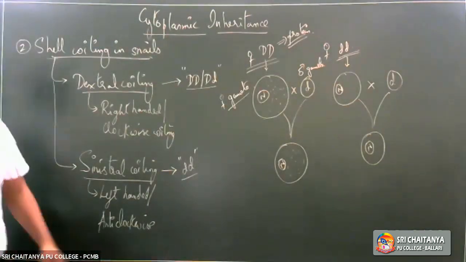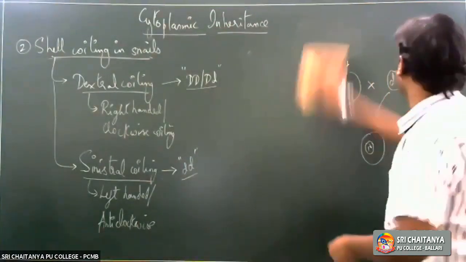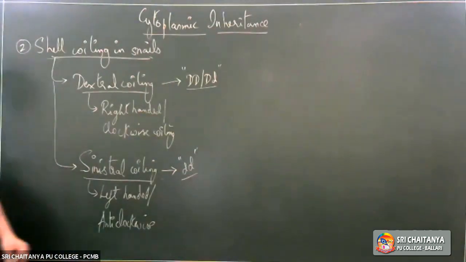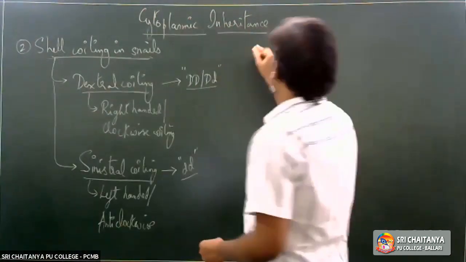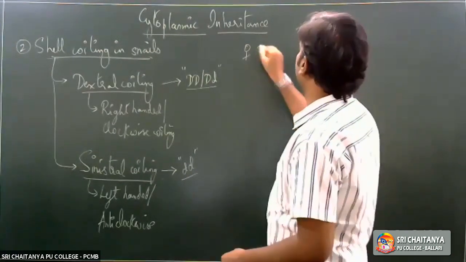Right. So let us take up a couple of crosses and see how exactly this coiling pattern is inherited from the parents to the offspring. Right. So let us take up a few crosses here. In the first cross, let us take up the pure lines here. Right. So let's take up the females here. Right. So the female is dextral.